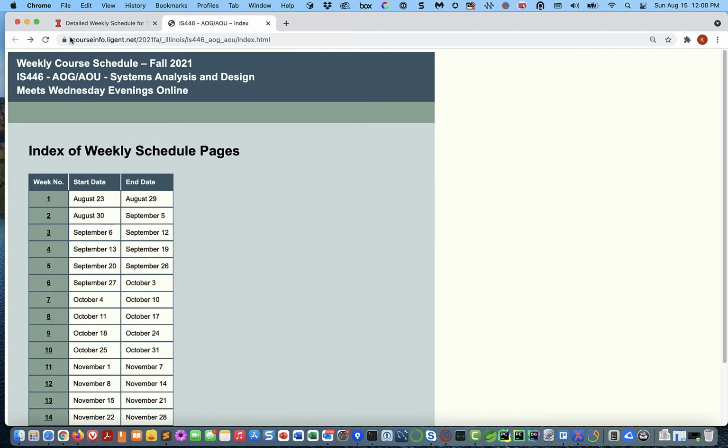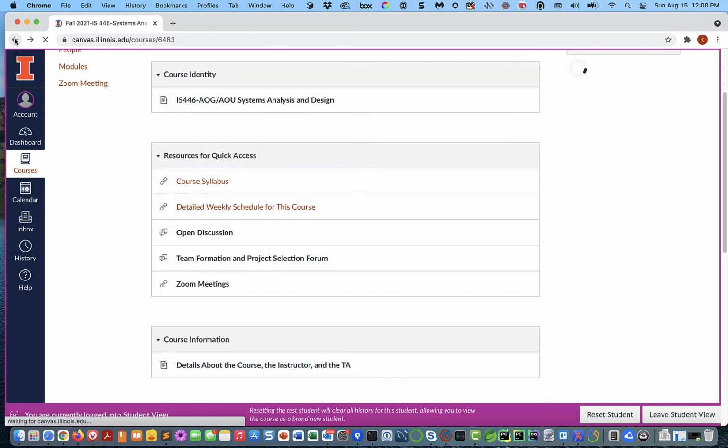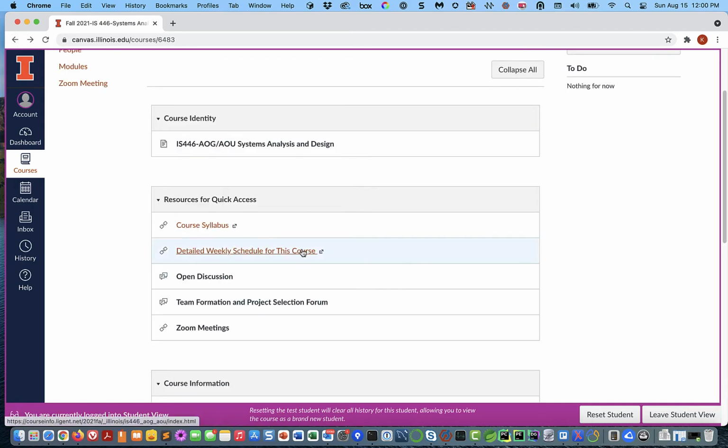Canvas has a schedule feature. I'm not using it. Okay. I'm using my own weekly schedule site, and we'll be back here in a couple minutes too.